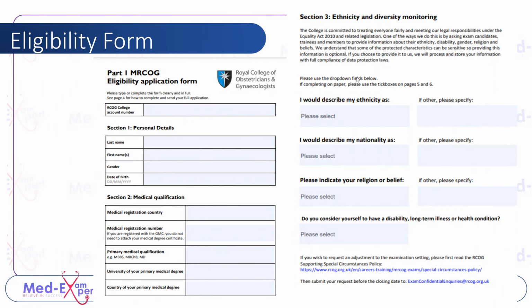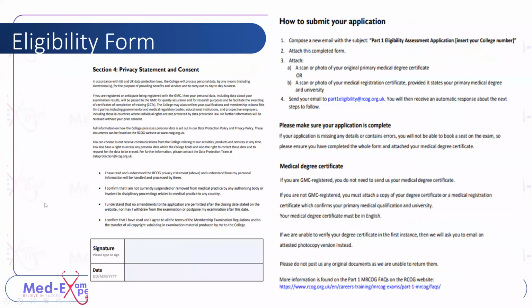So next, you have to describe your ethnicity and nationality, your religion or belief, and any disability. So this is self-explanatory. These are the eligibility forms you have to finish. And then you have to do the signature and date.